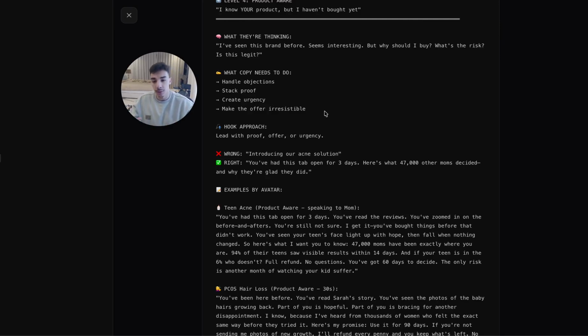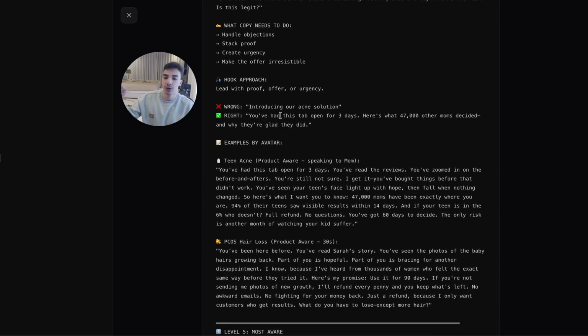This is basically for the bottom of the funnel, people who already watched your top of funnel. Actually, right now not the bottom, the middle of the funnel: they already watched your ads, they already clicked something, but they didn't buy yet. Hook, approach, credibility proof, offer or urgency. Introducing our acne solution. You've had this tab open for 3 days. Here is what 47,000 women decided and why they're glad they did.